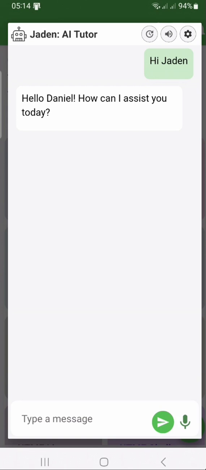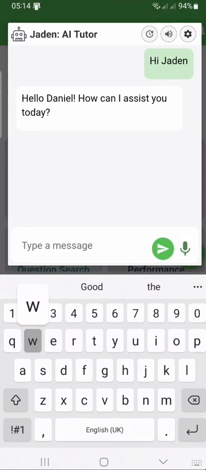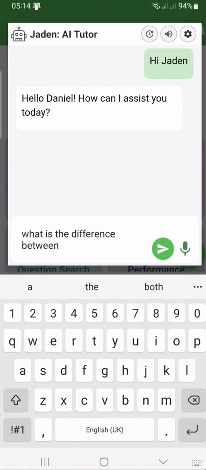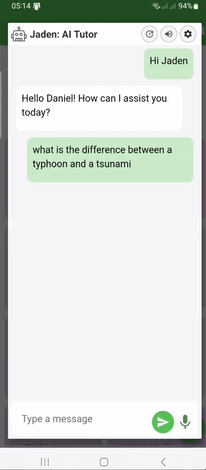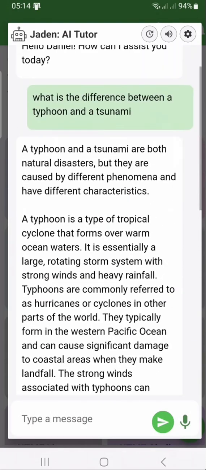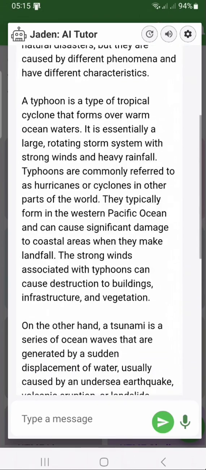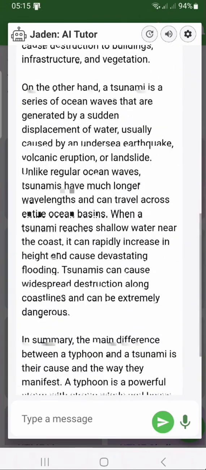So what I'm going to do is run through various examples and show you what you can do with this amazing feature. So let's start. First, I'm going to ask a question, which is, what is the difference between a typhoon and a tsunami? And here you can see the interesting response from the AI tutor telling me the difference between a typhoon and a tsunami.